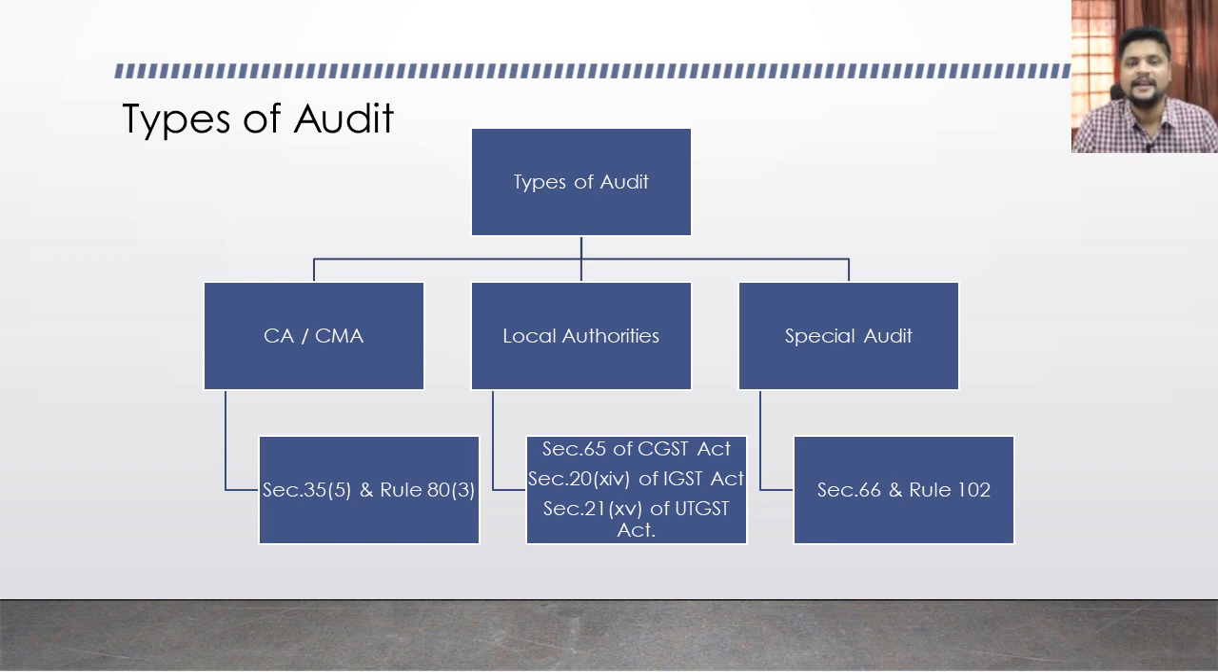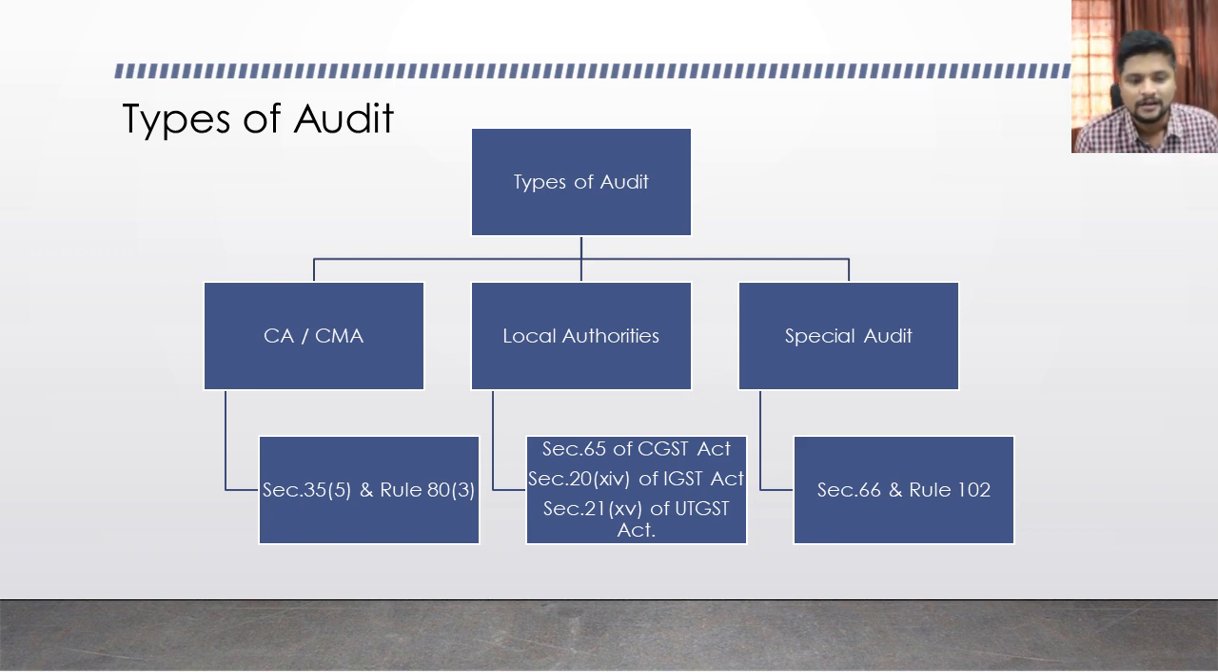Second type of audit is any audit done by the local authorities. It means what? The tax authorities. If the audit is done by a tax authority, that is the second type of audit. Third type of audit is called a special audit.